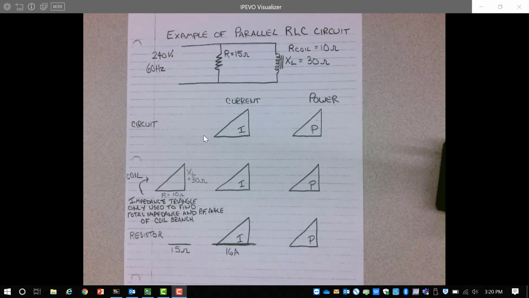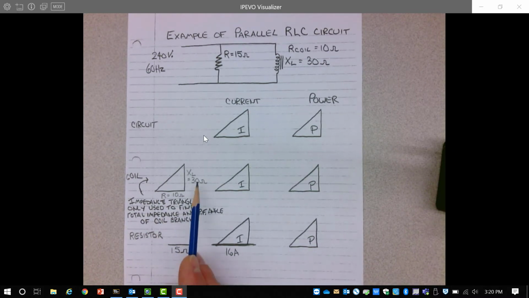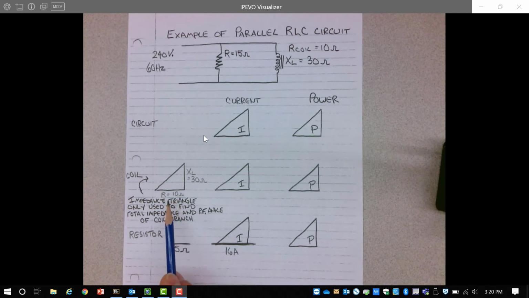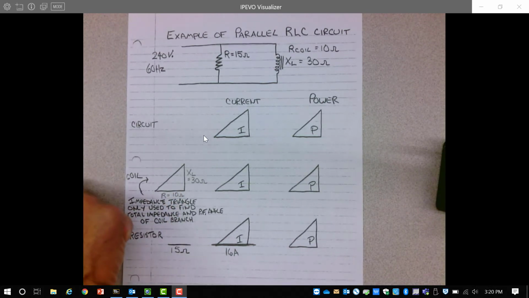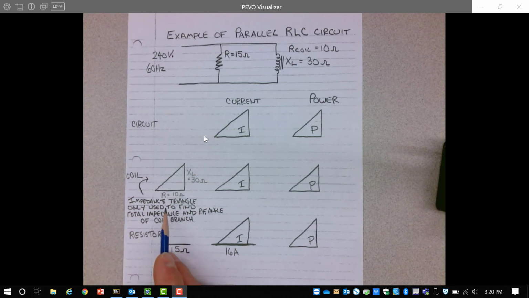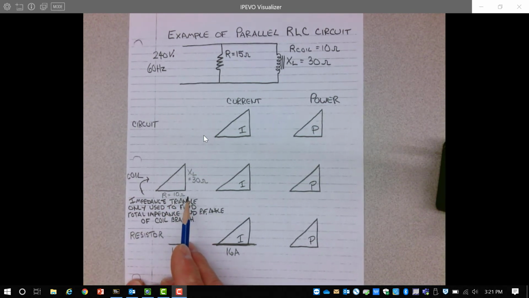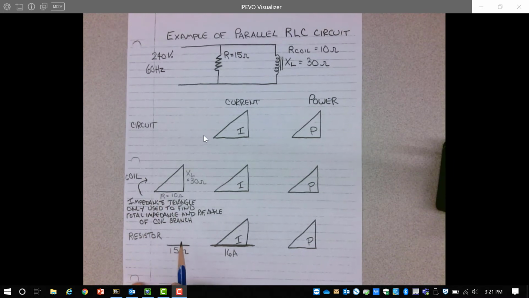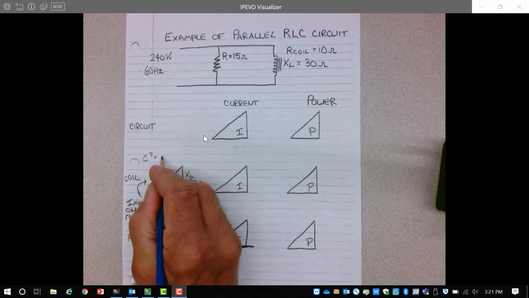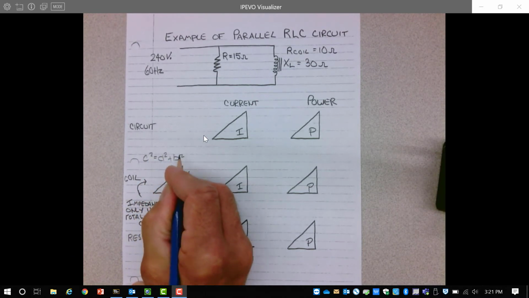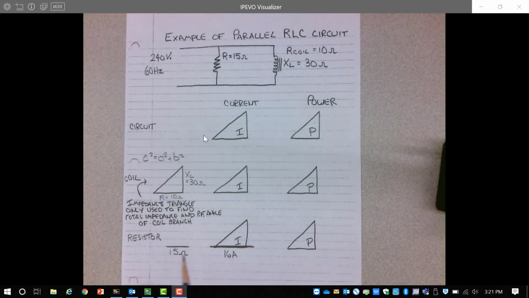For the coil, we have some inductive reactance and some resistance. So those values I have put on my impedance triangle, and in order to find the current through the coil branch, I need to find the total impedance of the coil. So I need to use Pythagoras' theorem here and take the value of R squared and XL squared to find the total impedance of the circuit. The formula that I use is this formula here.